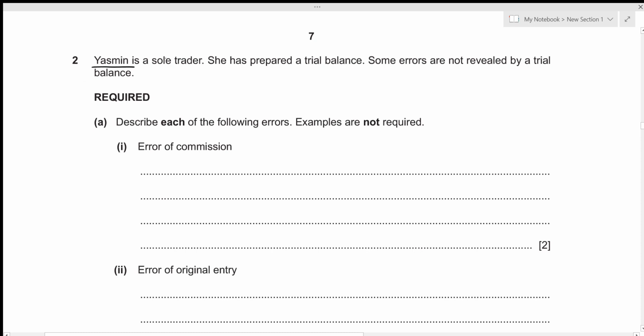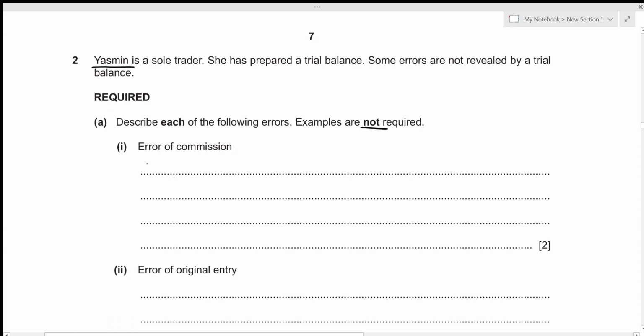Yasmin is a sole trader. She has prepared a trial balance. Some errors are not revealed by a trial balance. For the first part of this question, we need to describe each of the following errors, and examples are not required. So the first error is error of commission. An error of commission basically occurs when any transaction has been entered using the correct amount and on the correct side, but in the wrong account of the same class.